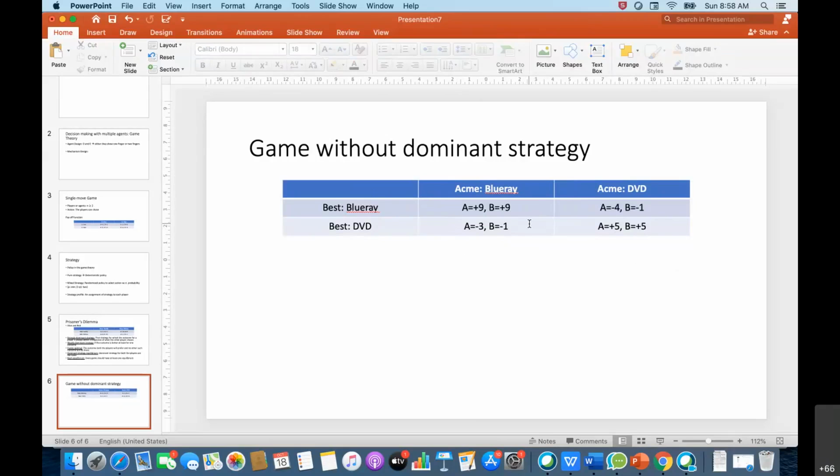There does not exist any dominant strategy. Rather, there exist two Nash equilibria, that is Blu-ray and DVD. These are the two Nash equilibrium points. Now, what is the Pareto optimal for this game? Can you say what the Pareto optimal is?